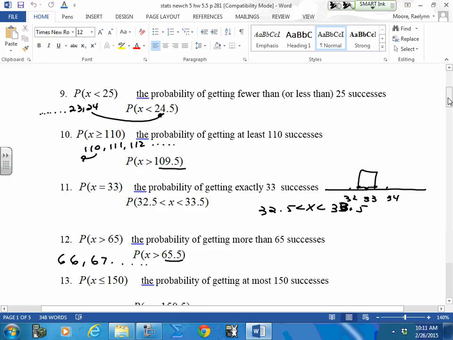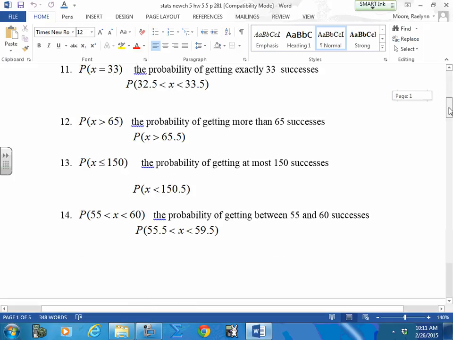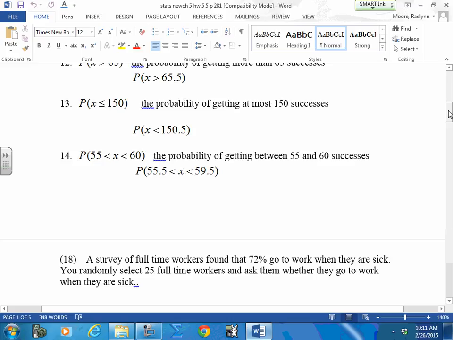Are you guys comfortable with this part? This is important. Because the next step is we're going to do our regular z-score formulas. But we have to do this part first. The probability of getting at most is less than or equal to. Could you write less than or equal to? Absolutely. You come all the way up here. We use 149. Can we use 150? Yep. I raise that 0.5.